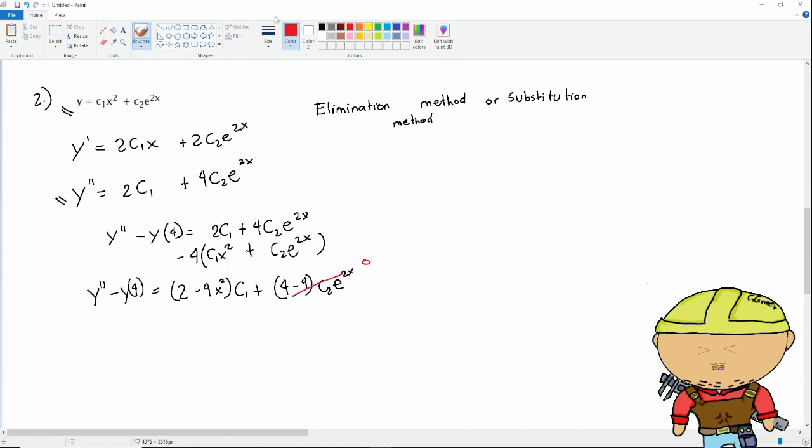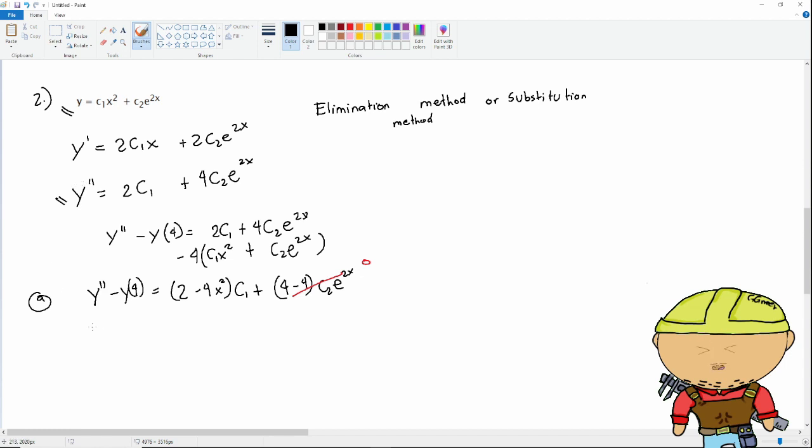c2 will now be eliminated in our equation. Okay, so we can call this our equation A. Okay, we now have to eliminate c1. Right, next, let's eliminate c2 again in the other equation.